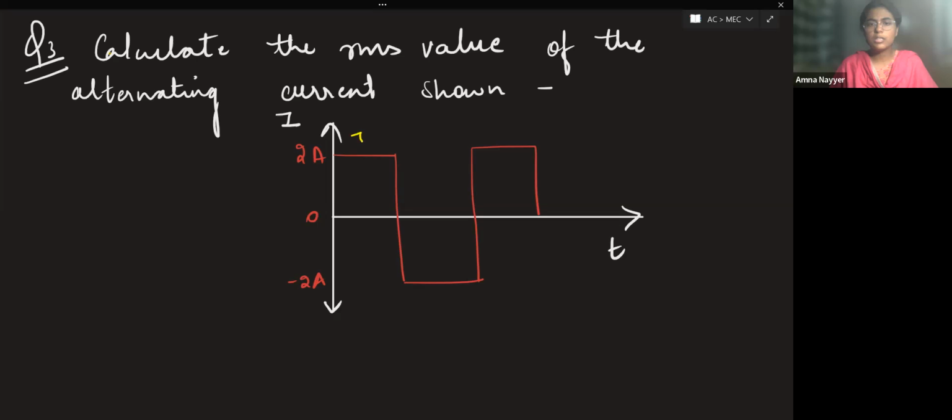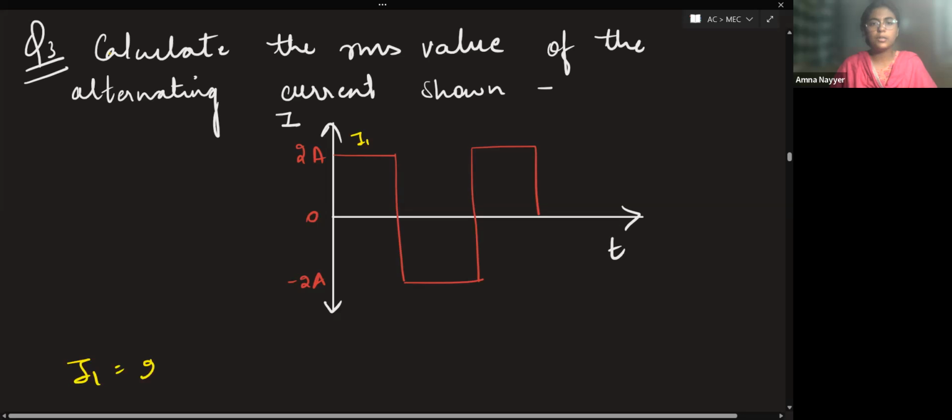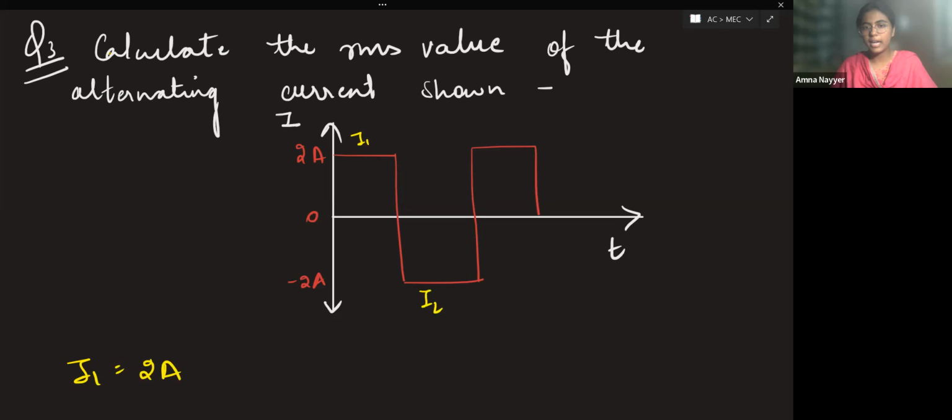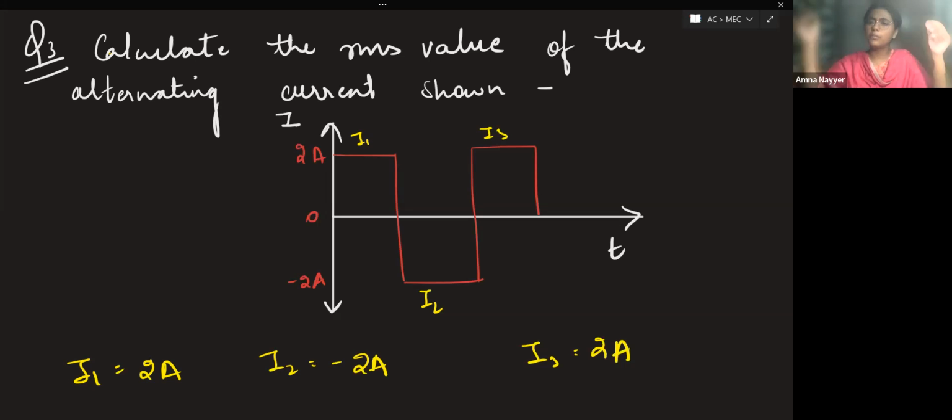Now see, this will give you the first value of I. I1 from here, you can see, is 2 amperes. This is the value of I2, the second value of current, which is given as minus 2 amperes. And the third current is this I3. No more graphs are given, so we'll stop here. From the graph, all that was useful for us was I1, I2, I3. Nothing else is left to use from the graph. Now you just have I1, I2, I3 and you have to calculate the RMS value.